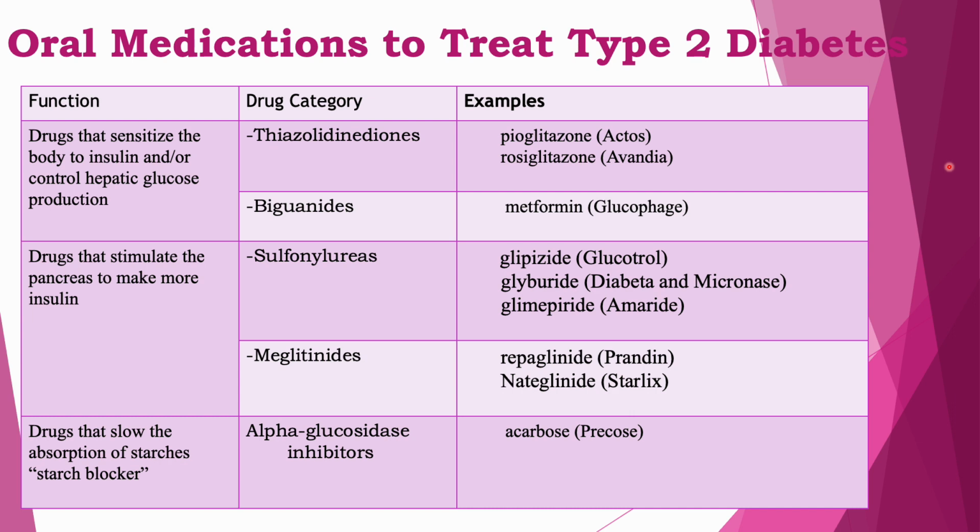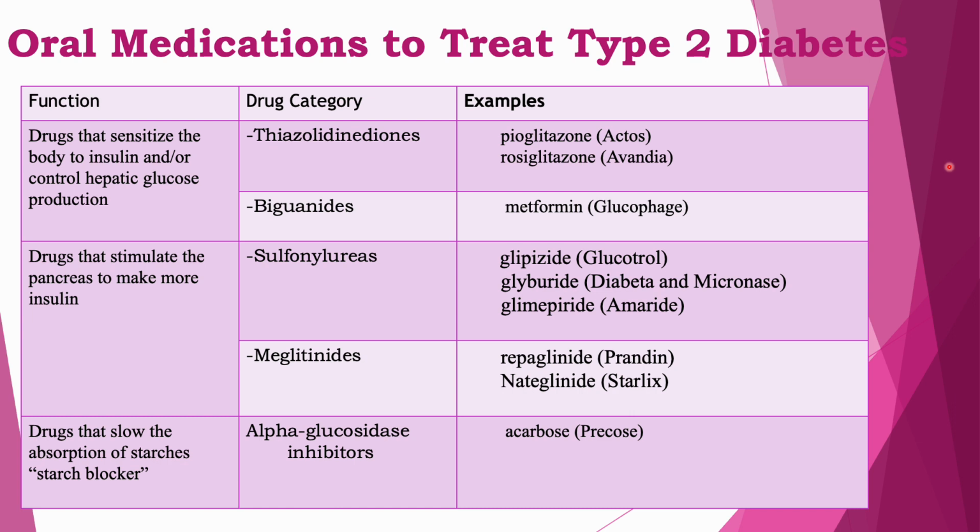The next category is your sulfonylureas. Examples of these are your glipizide and glimepiride. This one, along with meglitinides, stimulates the pancreas to make more insulin. So you're going to have more insulin available to help the sugar go inside of the cell. It lowers fasting glucose by triggering the release of insulin from the beta cells. Examples of meglitinides are your nateglinide and your repaglinide.